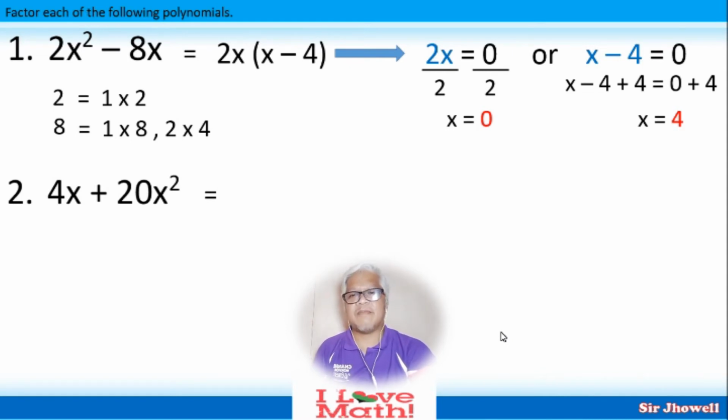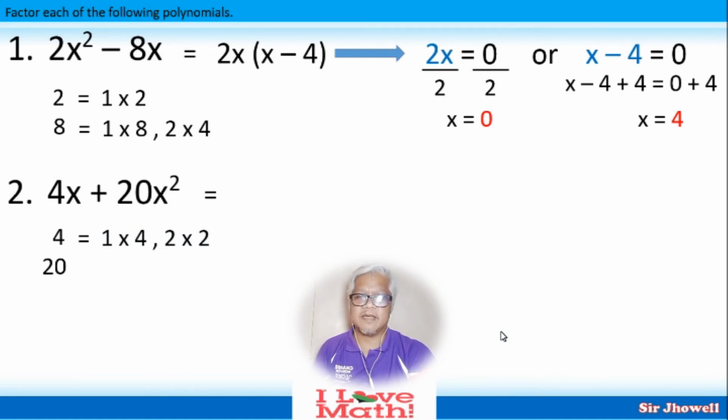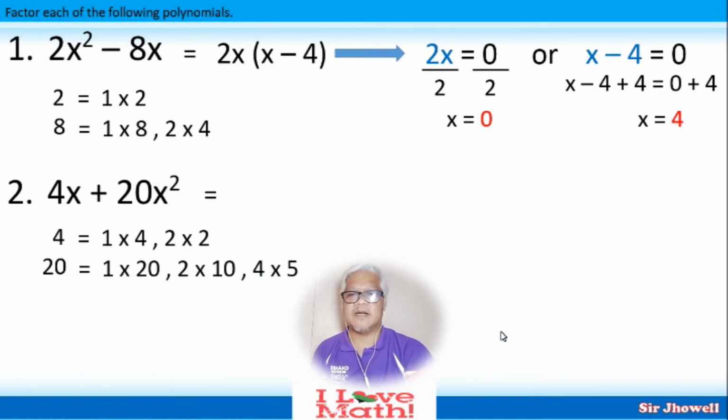Next, problem number 2, 4x plus 20x squared. Unahin ulit natin yung numbers. What are the given numbers? 4 and 20. So factors of 4 are what? 1, 4, and 2. Klaro yun? Okay. Factors of 20 are 1, 20, 2, 10, 4, and 5. Okay? Now, look at the factors of 4 and 20. The greatest common factor of 4 and 20 is 4.